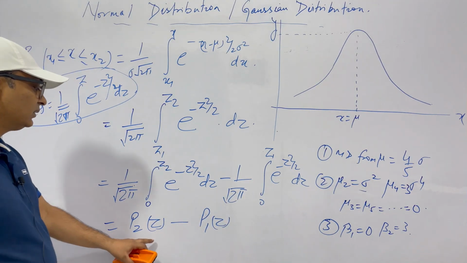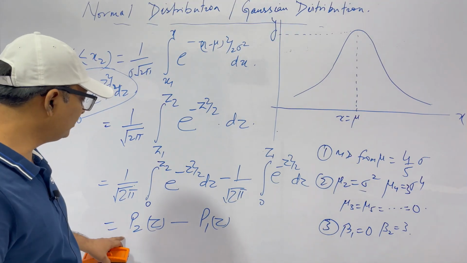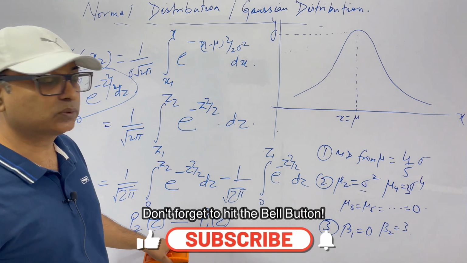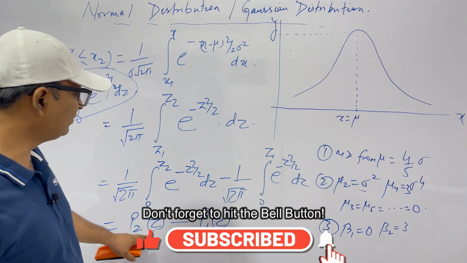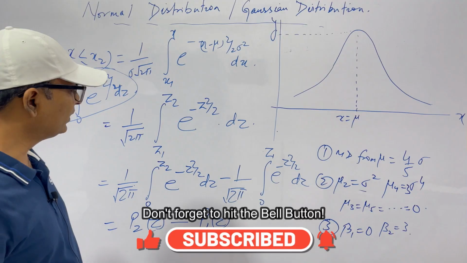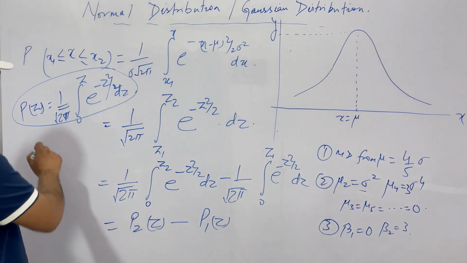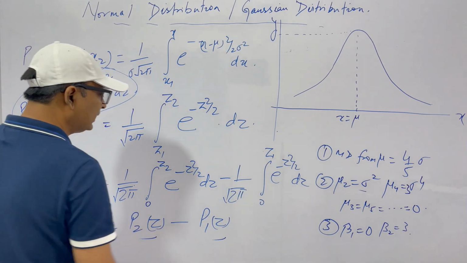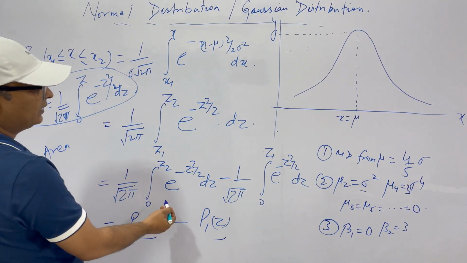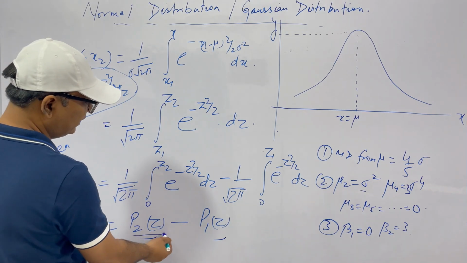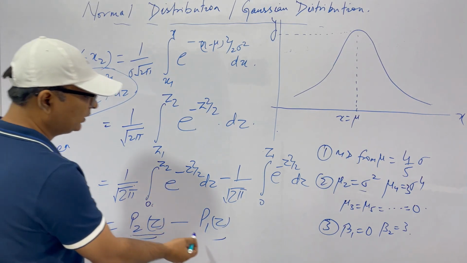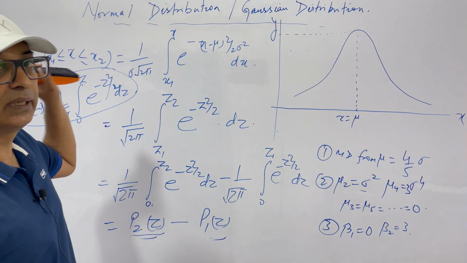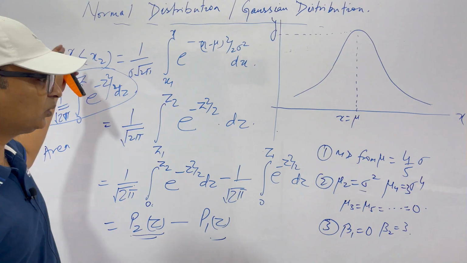The value of this integral is given in almost all engineering books or advanced mathematics books. You can find it in the annexes. That is called the area under the normal curve, where you will find the values of P(z). So if you have this question, you will see the value of z from 0 to z2 and then 0 to z1, and by taking the difference you will find the probability. Clear? We will solve examples to understand this.